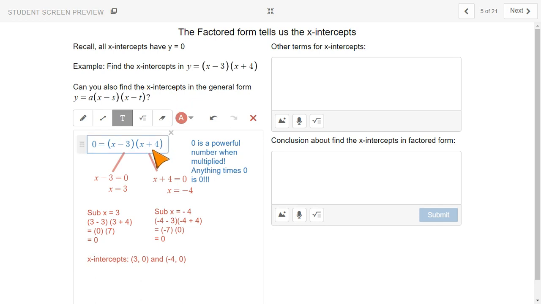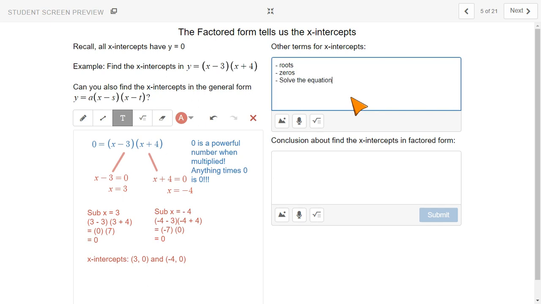So in general, we're making each bracket equal to 0, solve for the x, and we have our intercepts. So other things that you might hear instead of saying the word x-intercept is you might hear look for the roots of the quadratic. You might hear something like the zeros of the function, or you might hear solve the equation. These are all synonyms for saying find the x-intercept.